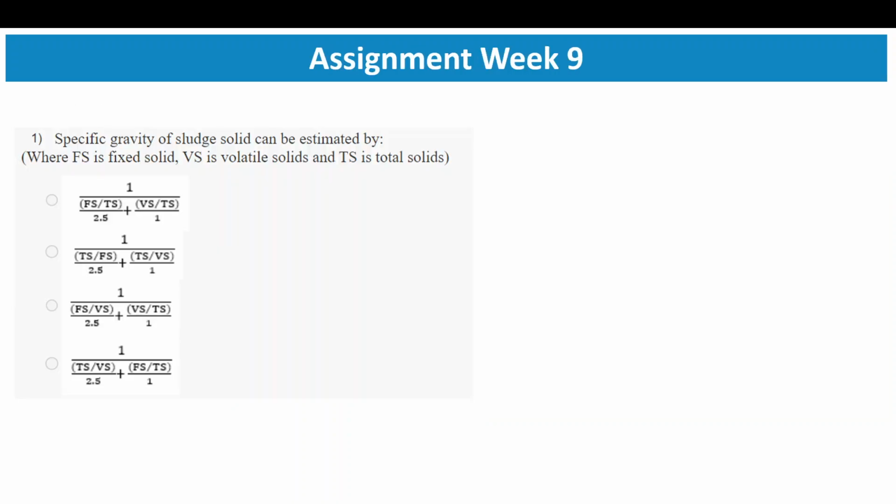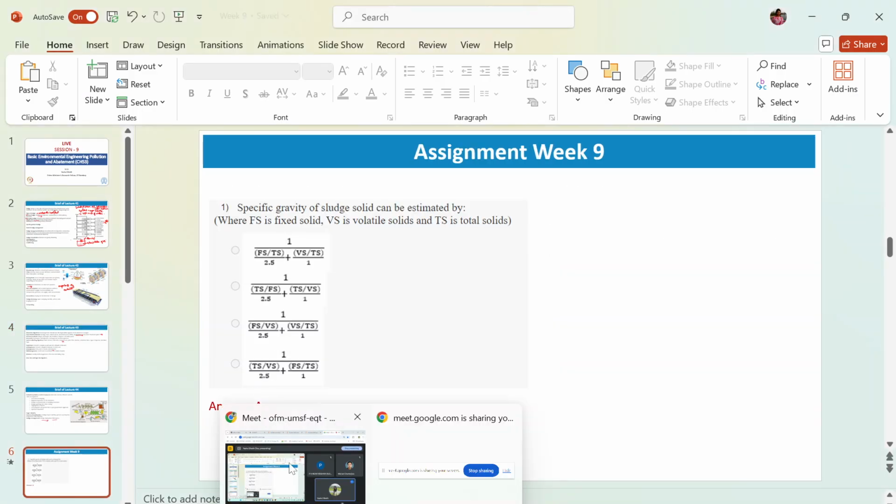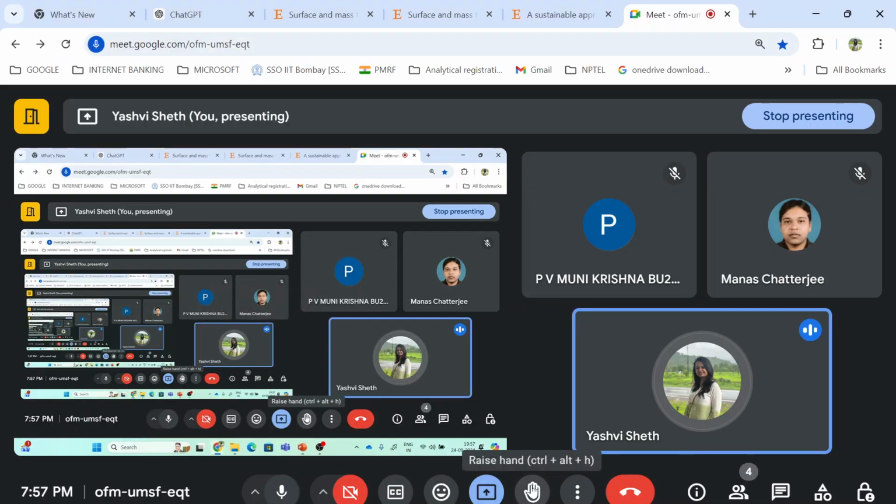So now let's move to the assignment part. The first question is: specific gravity of sludge solid can be estimated by dash, where Fs is the fixed solid amount, Vs is volatile solid, and Ts is the total solid. Can you tell me which is the correct answer? Yes, anyone?